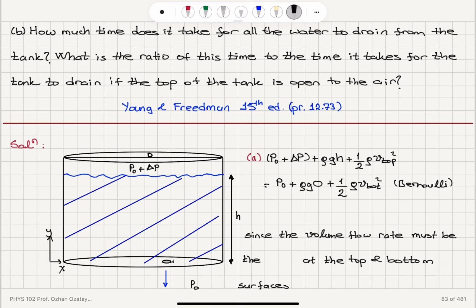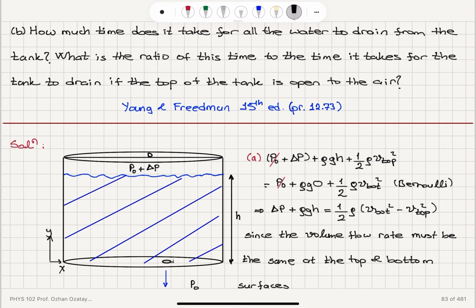All right, so you can see that the P0s will cancel here, and I will be left with the gauge pressure, delta P. So this will tell me that delta P plus rho g h is equal to 1/2 rho times v bottom squared minus v top surface squared.